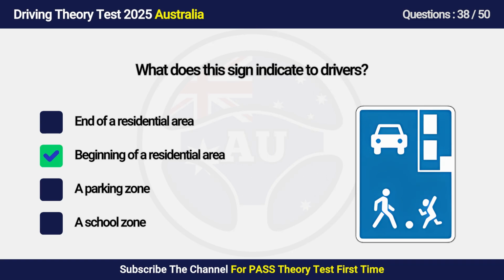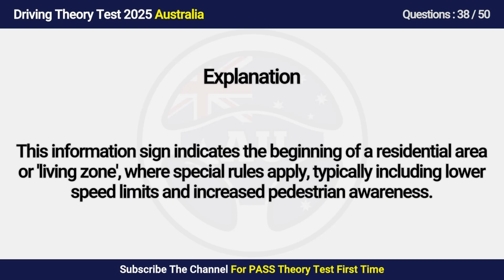Answer is B. Beginning of a residential area. This information sign indicates the beginning of a residential area or living zone, where special rules apply, typically including lower speed limits and increased pedestrian awareness.